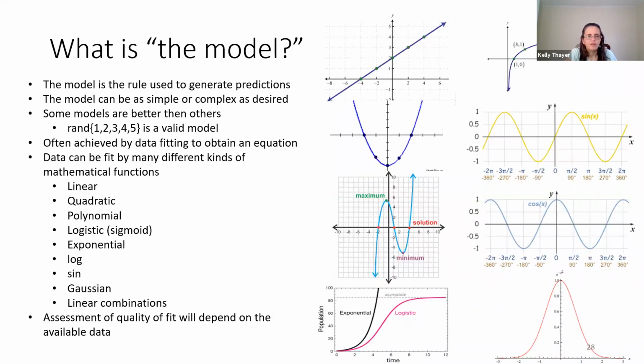So what is the model? The model is a rule to be used to generate predictions. We make models all the time. The model can be as simple or as complex as you'd like. Some models are better than others. We could say we're going to have a model where a random number from 1 to 5 will be the model. This is how we're going to predict the temperature for tomorrow, right? Do you think this is a very good model? Probably not, but it is in fact a valid model. So some models are going to be better than others.